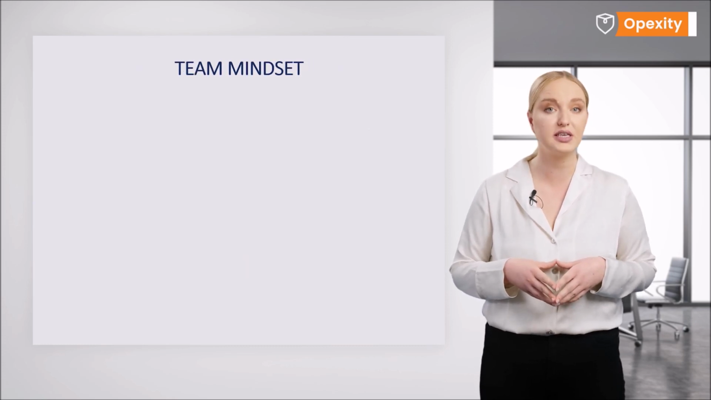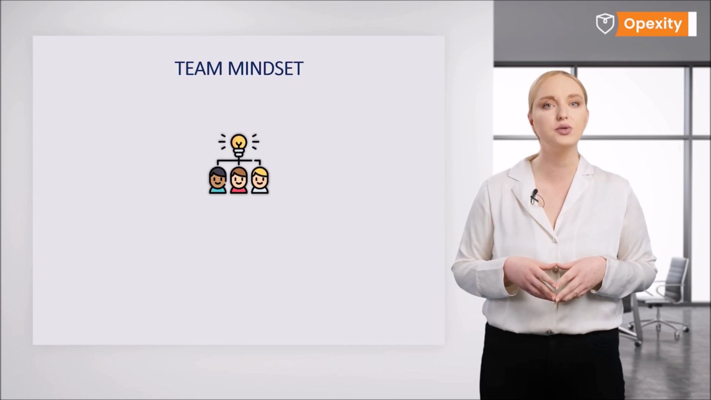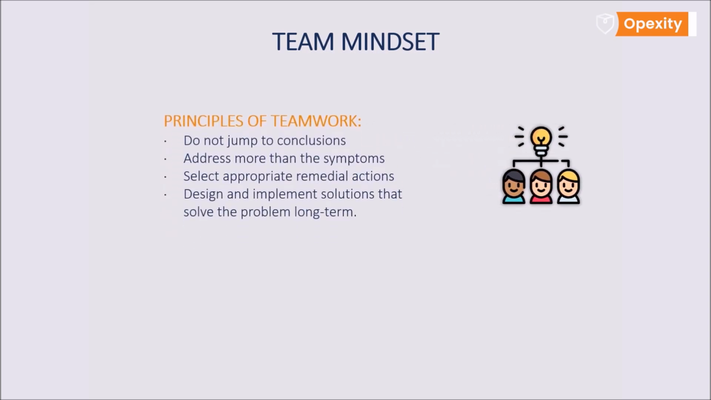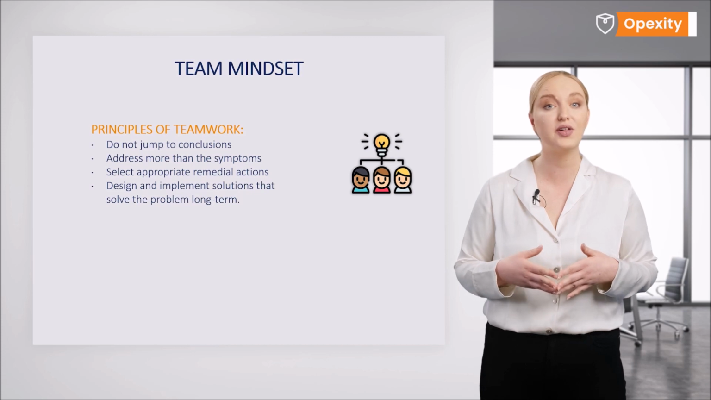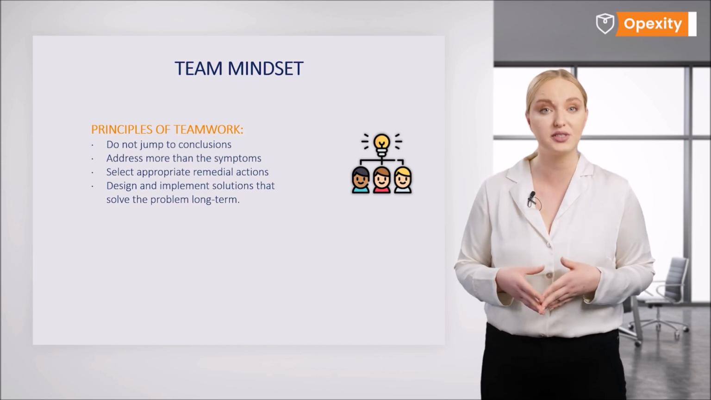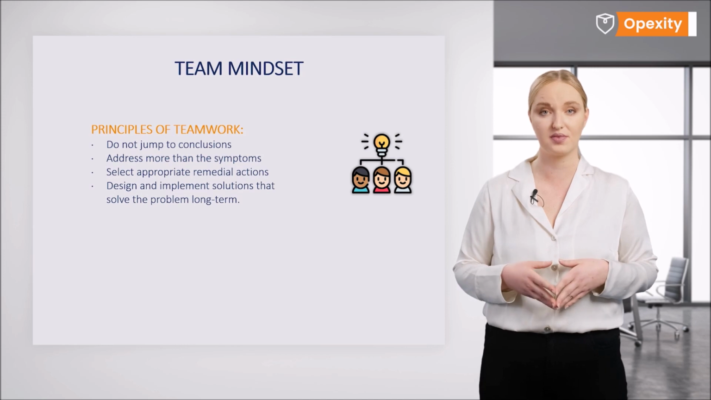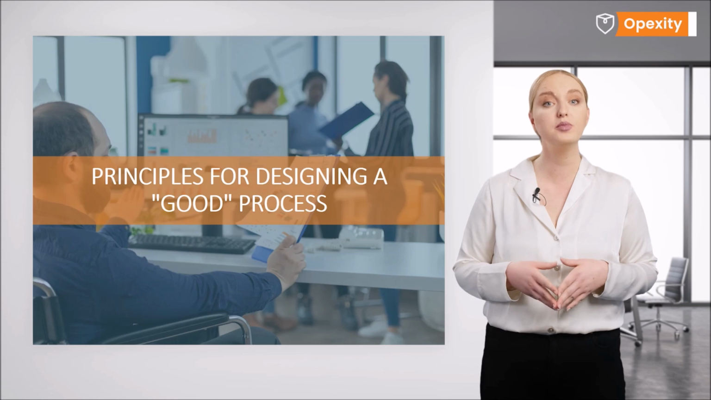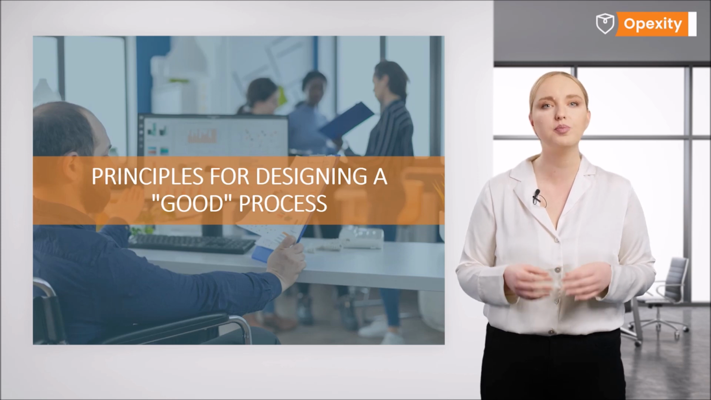Once you're working with your team to improve your process, make sure you and your team members have the right mindset. Here are some ironclad principles I always apply when trying to identify causes of problems. They generally function as team principles and are: do not fall into conclusions. Address more than the symptoms. Select appropriate remedial actions. Design and implement solutions to solve the problems long term. Once the process is defined and the causes of the problems are known, we can move on to the next step, which is designing a good process.